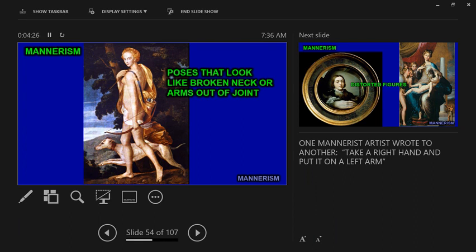So one mannerist wrote to another mannerist, and he wrote this. Listen to this quote: "Take a right hand and put it on a left arm." Unquote. So these mannerists are purposefully doing things awkward. There's a reason for it.